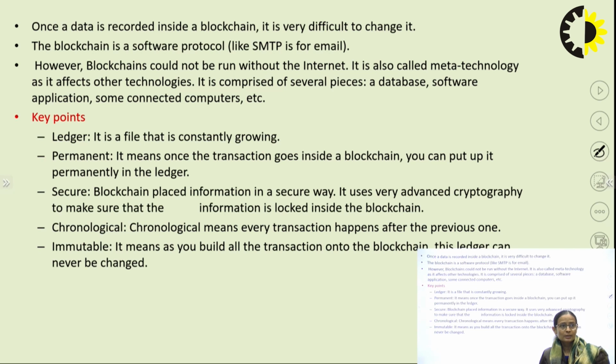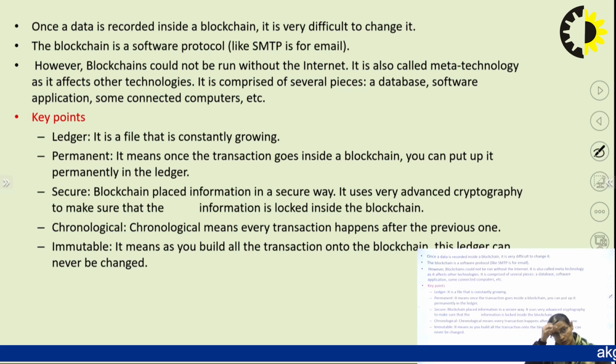The blockchain is a software protocol, like SMTP is for email. However, blockchains cannot be run without the internet. The internet is required for blockchain. It is also called a meta technology as it affects other technology. It is comprised of several pieces: database, software applications, some connected computers, etc. This is the requirement for a blockchain to be implemented in a network.